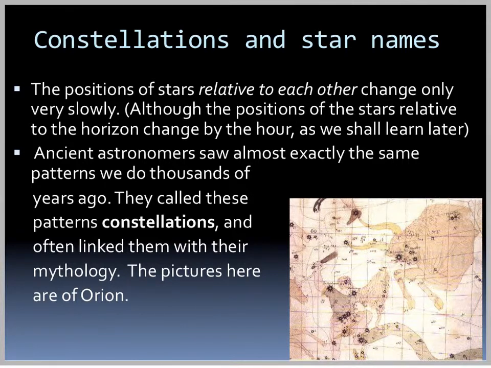So the picture here is of Orion, and we see Orion's two shoulders, we see his legs, and we have his belt and his sword. Over here we have Taurus the bull, his eyes and nose and his horns, and so on.